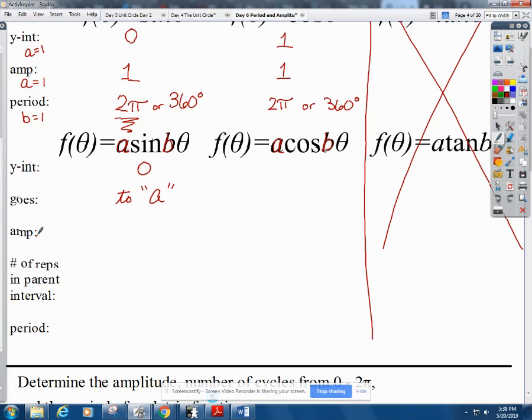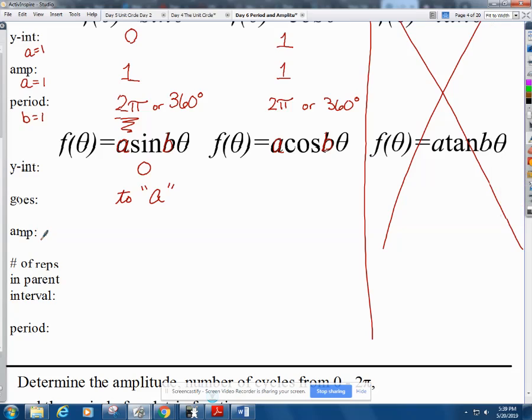Your amplitude, if you do have a negative a value, is going to be the absolute value of whatever a is. So amplitude is always positive because it means height. Even really short people don't have negative height. So height, amplitude, it's always positive. So it's the absolute value of whatever a is.